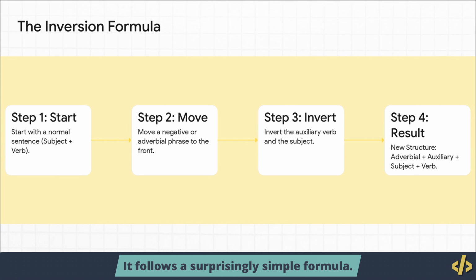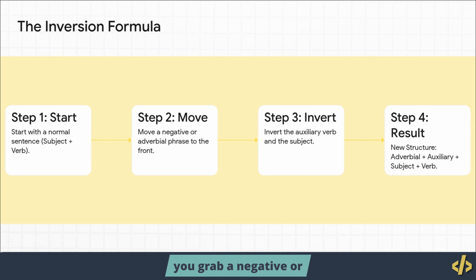And you know what? It follows a surprisingly simple formula. You just start with a regular sentence, you grab a negative or adverbial phrase and pop it at the front, and then you just swap the subject and the auxiliary verb. That is it. That gives you the new structure. So now, let's build a practical toolkit so you can start using this right away.